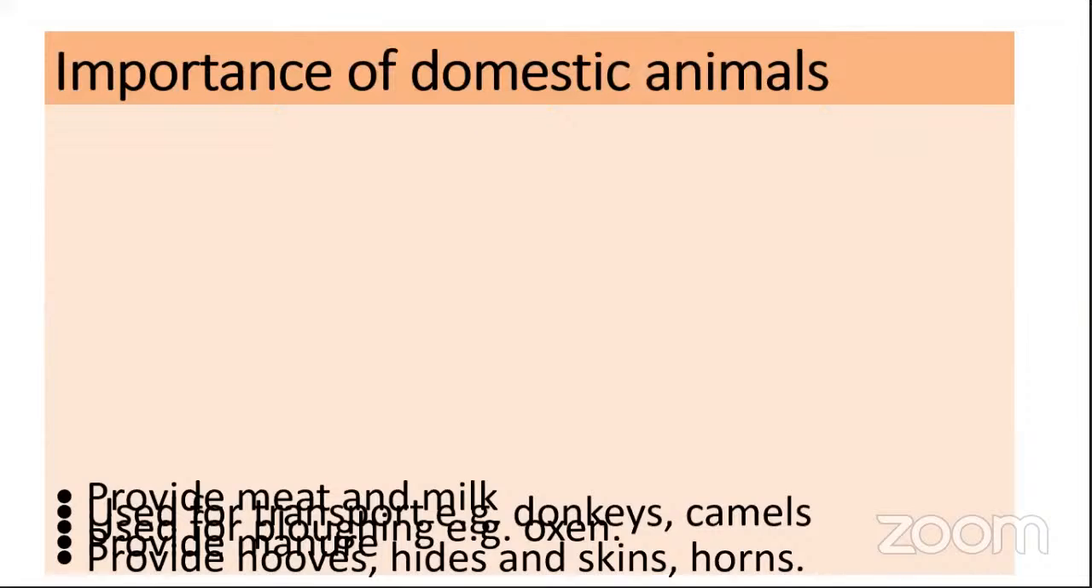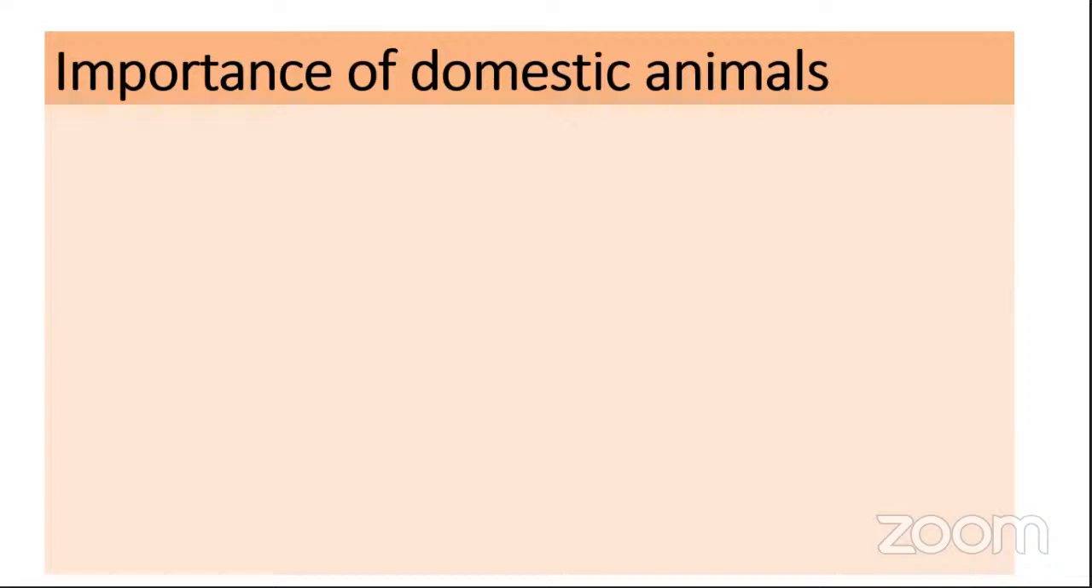Importance of domestic animals as a resource. Yes, Edmond. Domestic animals provide people with needs like food. Yes, Trust. Domestic animals are a source of income when sold. Yes, Jovian. Some domestic animals provide us with milk. Yes, Hazel. Some domestic animals are used for transport.